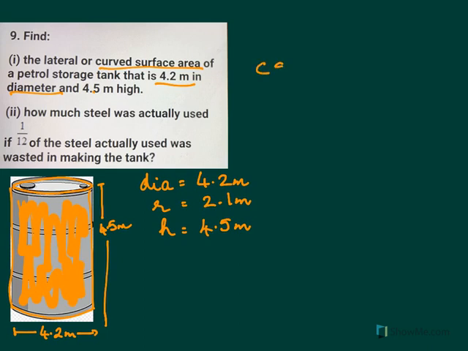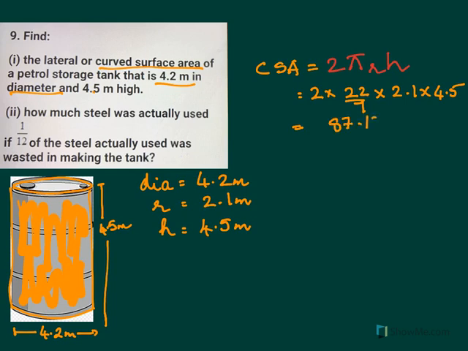We need to find the CSA, which is very direct. We know the formula, 2 pi r h. We'll put the values: 2, 22 by 7, your r is 2.1 and your h is 4.5. So when you work this out, your answer will be 87.12 meters square. First part done.